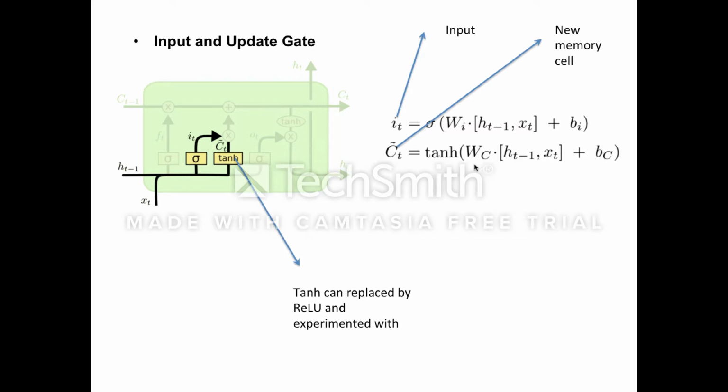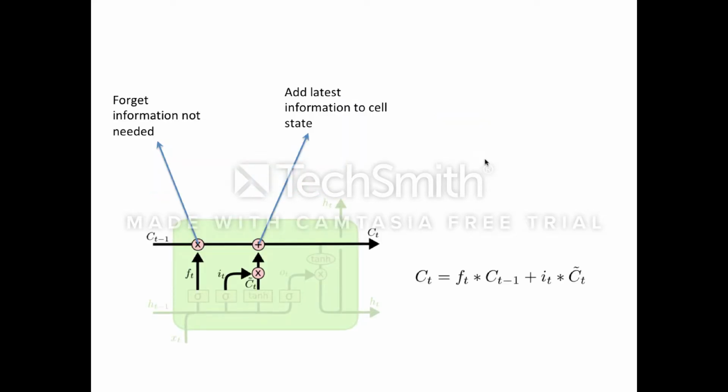The next gate which we are going to look at is called the input or update gate. The input gate is built with the help of a sigmoid layer which decides which values we need to update, and the tanh layer creates a new set of values between -1 and 1. These values are then passed on to the cell state, where the cell state values are updated.